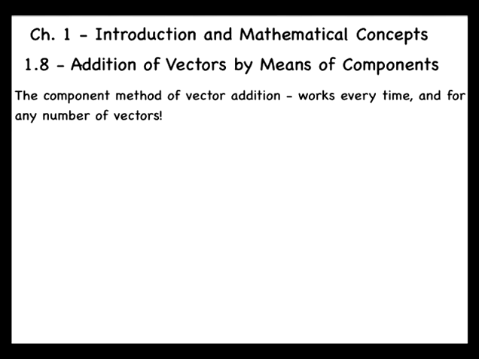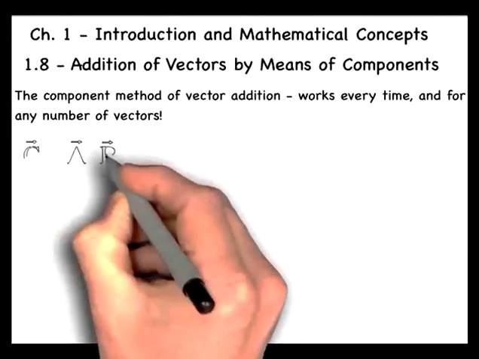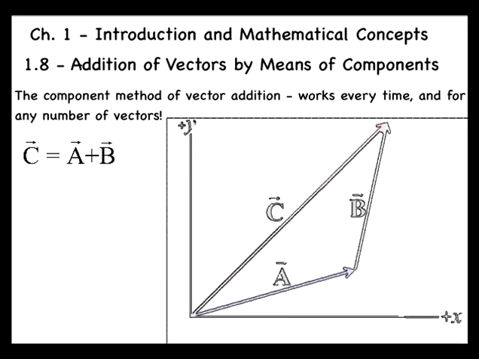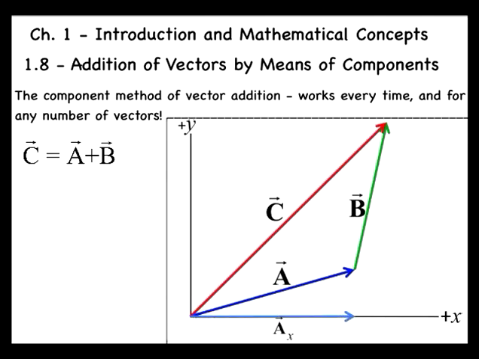Suppose we have two arbitrary vectors a and b, and vector a plus vector b is equal to the resultant vector, vector c. The figures below illustrate the vector addition in terms of the components of vectors a and b. First, we resolve the two vectors a and b into their x and y components. Vector a has an x component in the positive x direction and a y component in the positive y direction. Vector b has an x component in the positive x direction and a y component in the positive y direction.